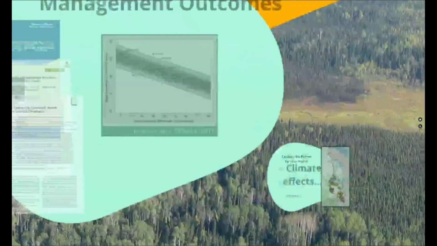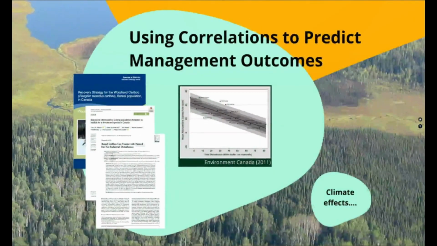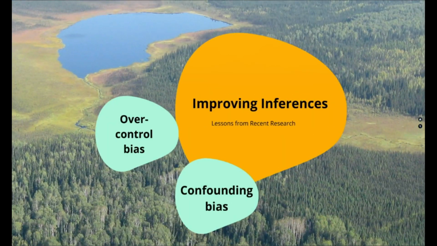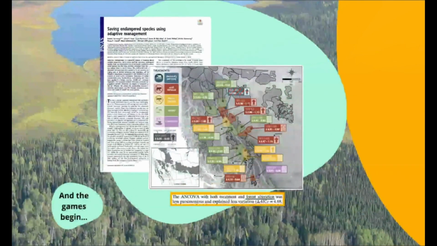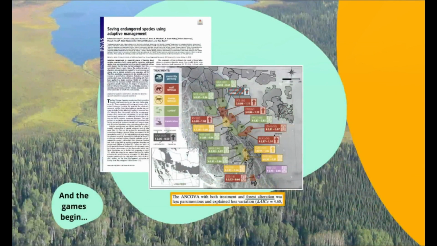That's issue number 1. The other piece that I wanted to talk about here is over-control bias. So I'm just going to dip into yet another paper published last year in the Proceedings of the National Academy of Sciences. So a fairly high-profile paper.